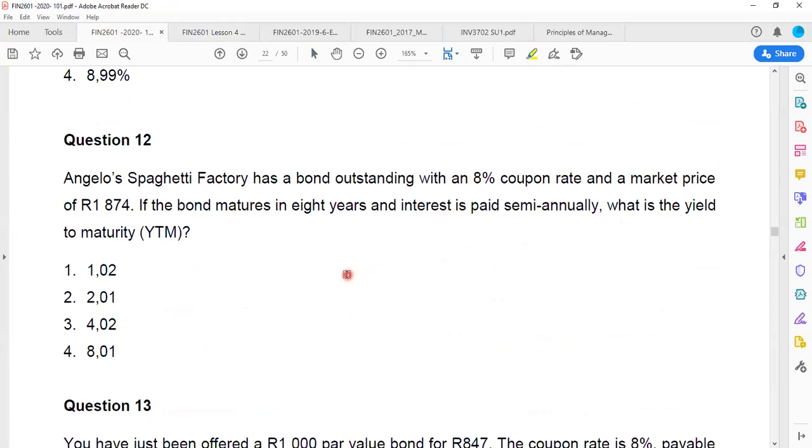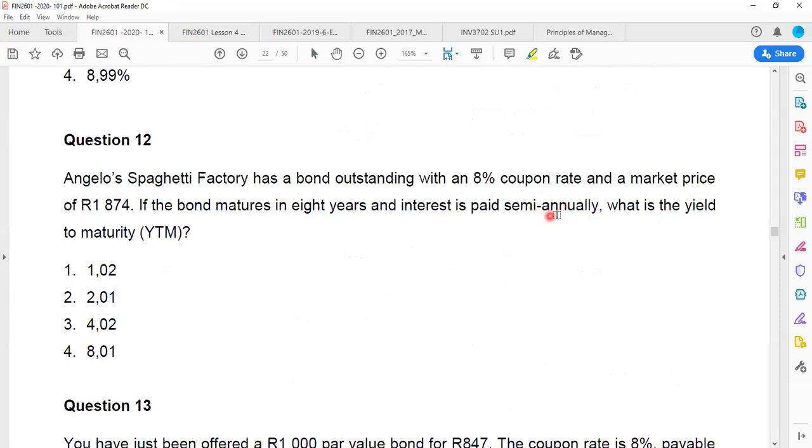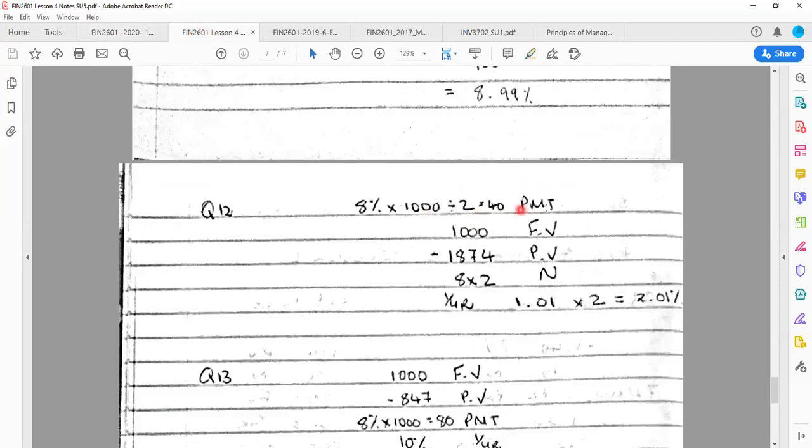Again, can you put the recording on pause, and can you try question 12, and then when you're done, press continue, and then we can compare what you've done with what I have. Okay, so hopefully you were able to do that, and hopefully you got 2.01%. Again, we have semi-annual payments. It means our PMT is 0.08 times par value, 8% times par value divided by 2, giving us a PMT of 40.